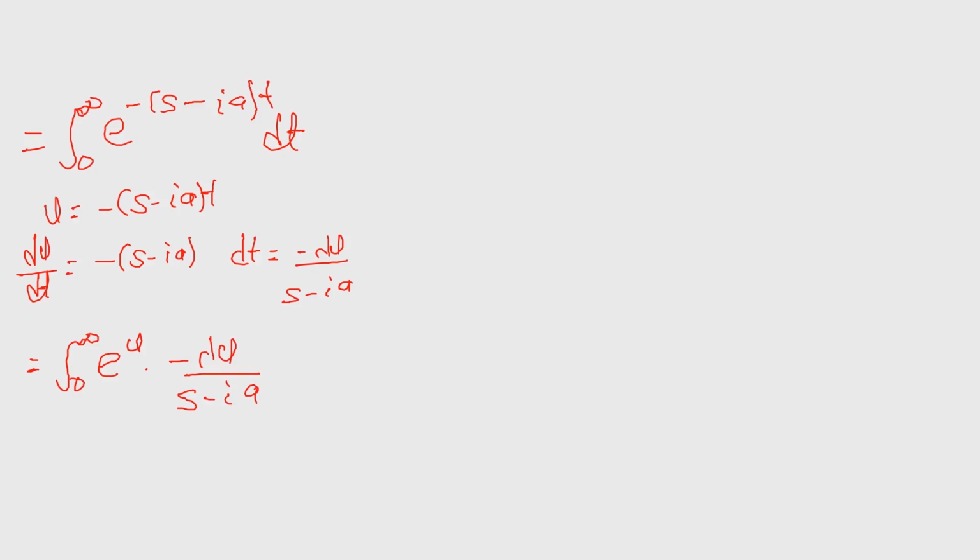So what we are going to do is take out the constant. The constant is 1 over s minus i a, integral of e raised to the power of u du. At this point, you will integrate. So you will have minus 1 over s minus i a, then into, if you integrate e raised to the power of u du, what are you going to do?